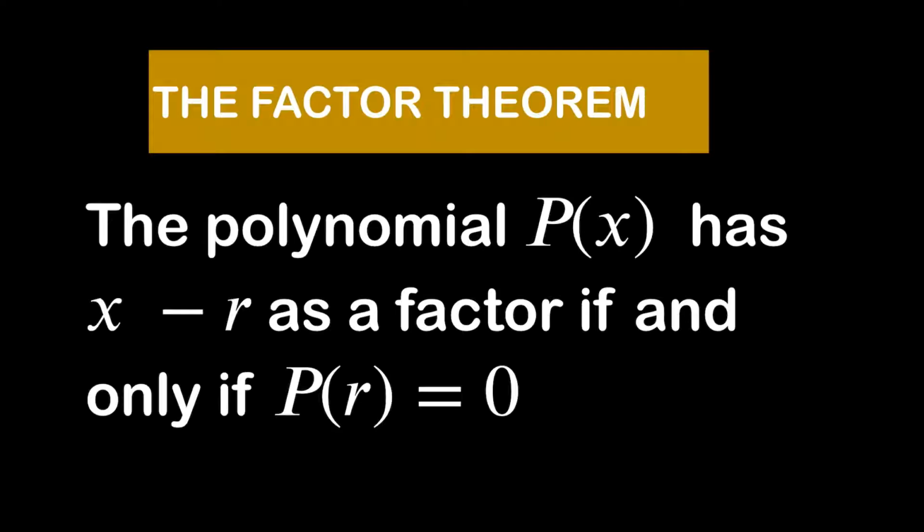The factor theorem states that the polynomial p of x has x minus r as a factor if and only if p of r is equal to 0. This simply means that if we get the value of r and substitute that r into p of r, and the result is 0, then this x minus r is a factor of p of x. So for you to better understand this, let's have some examples.